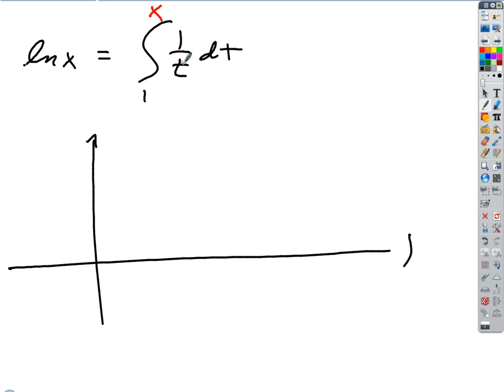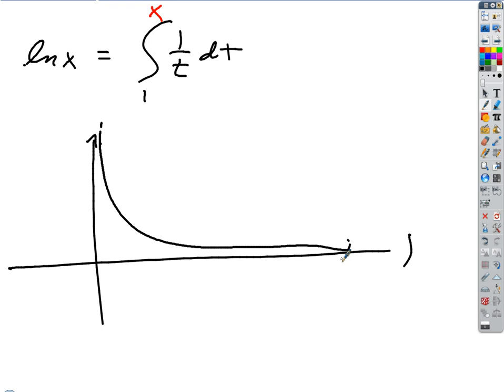So what does that graph look like? What does an inverse graph look like? As t approaches 0 from the right, what value does 1 over t approach? If we get small positive values on the bottom, positive infinity. As t approaches positive infinity, we get very, very large positive numbers in the denominator. What value does 1 over t approach? 0. It looks like that. That's the graph of an inverse function, at least for the positive values of the domain.